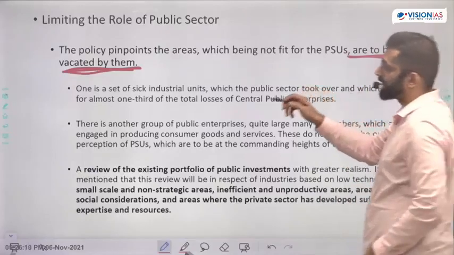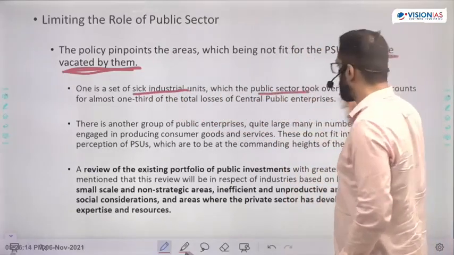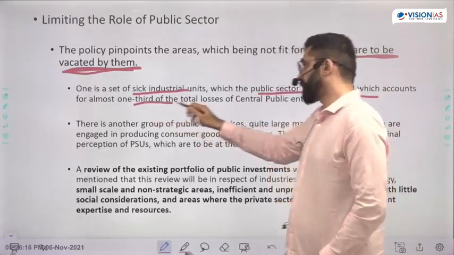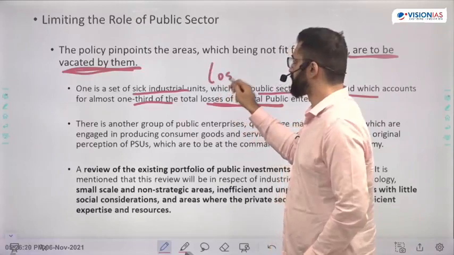Where will it be vacated? The 6 industrial units which the public sector took over account for 1/3 of the total losses of CPSUs. Loss-making PSUs.